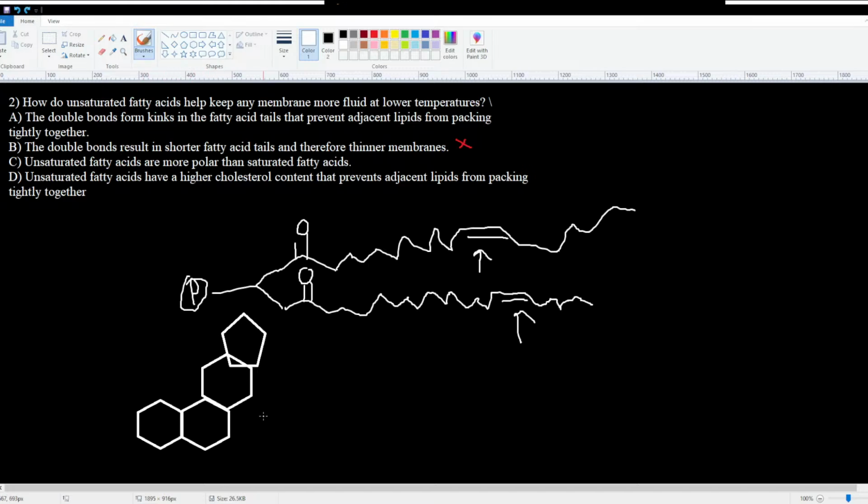So if this is cholesterol, does cholesterol look anything like this? No, right? Because they're different molecules, but they're both still lipids. It's also important to note that cholesterol still has an important role in maintaining fluidity within a cell membrane, but unsaturated fatty acids cannot contain cholesterol because they're two different molecules, right? So the answer cannot be D. So that leaves A, right? A says double bonds form kinks in the fatty acid tails that prevent adjacent lipids from packing together tightly. That's exactly right.